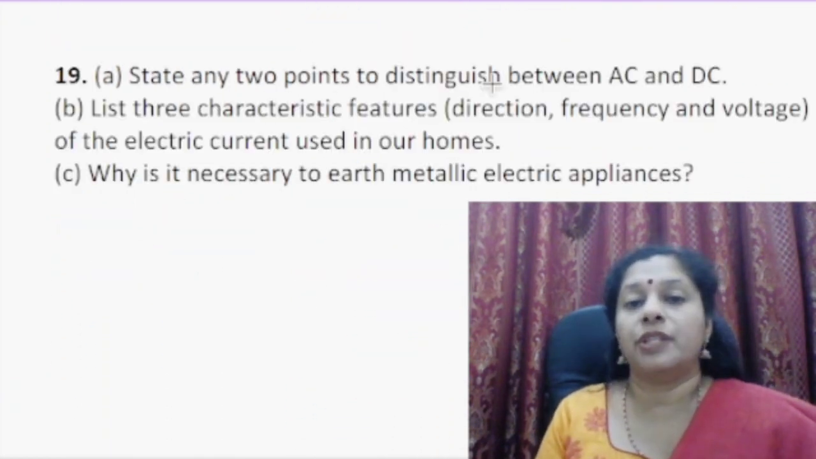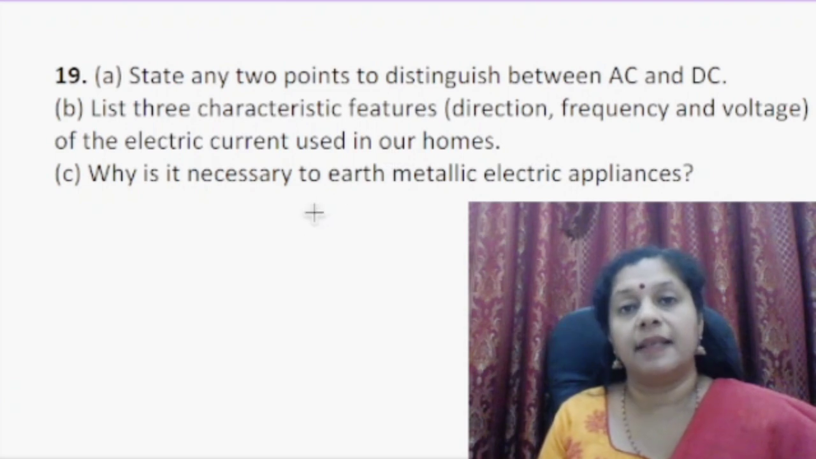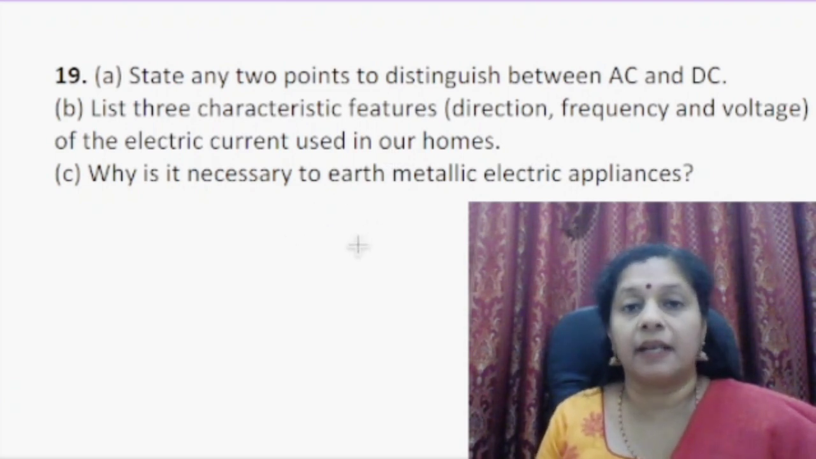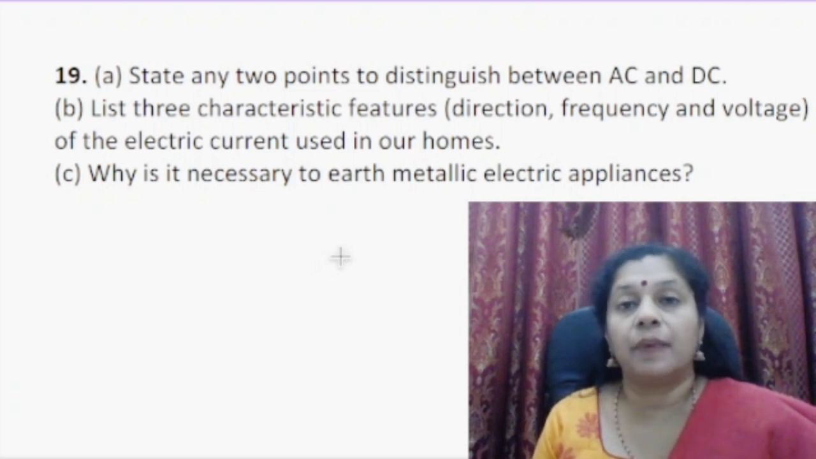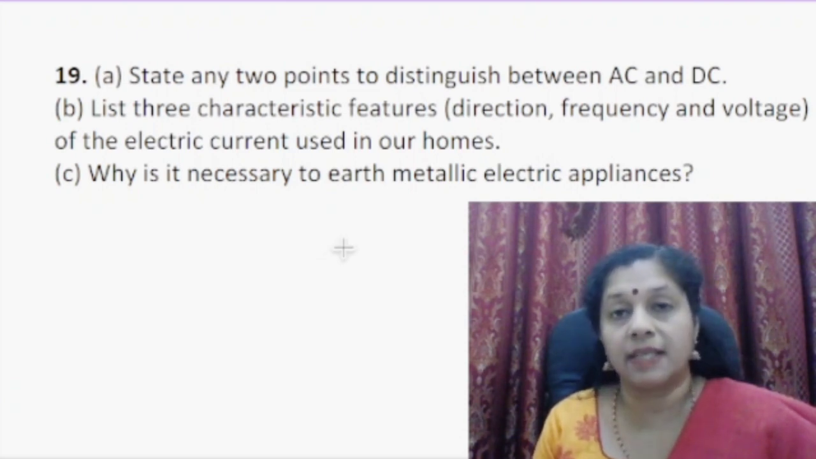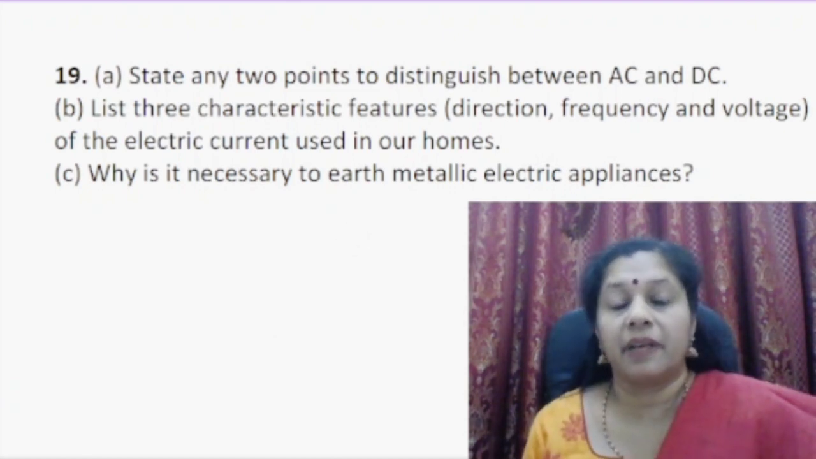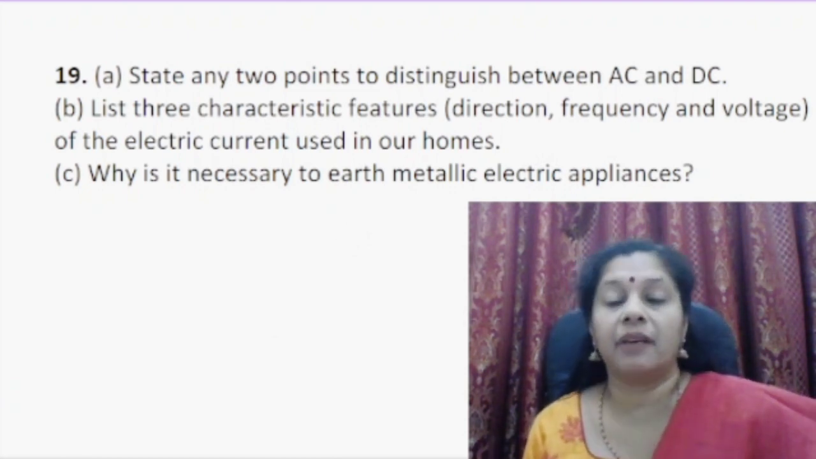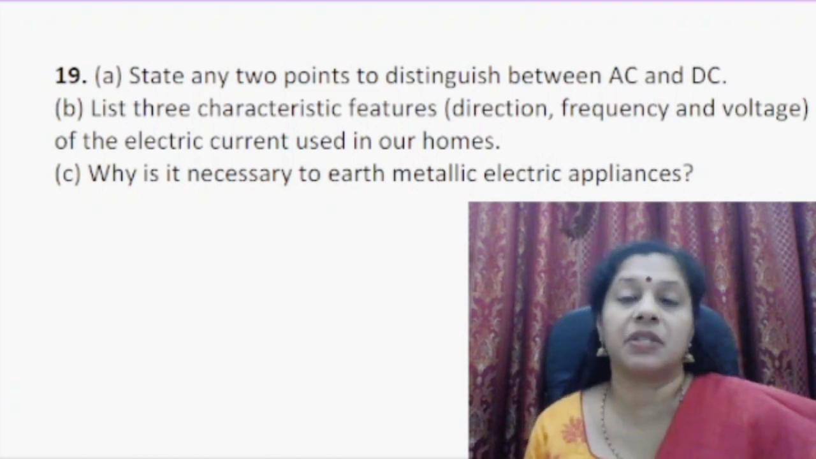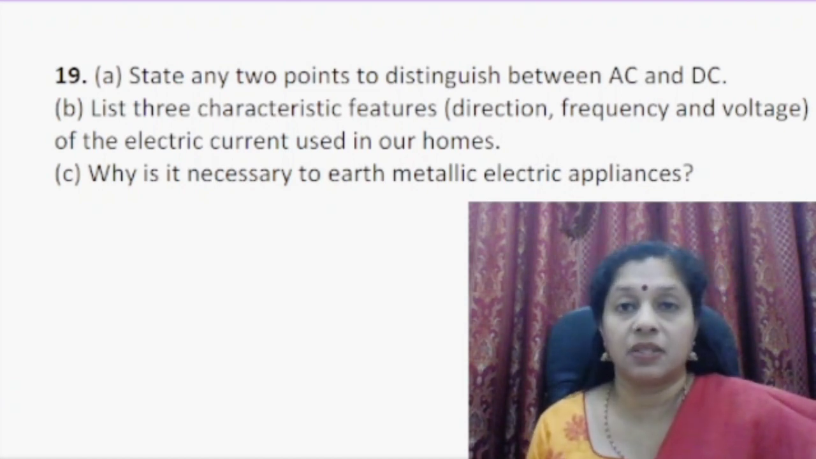State any 2 points to distinguish between AC and DC. AC means alternating current and DC means direct current. AC changes its direction, whereas DC does not change its direction. AC can be transmitted without much loss over a long distance, but DC transmission is less efficient. AC usually comes in different frequencies depending upon the country, like 50 Hz, 60 Hz, etc., whereas for DC the frequency does not change.